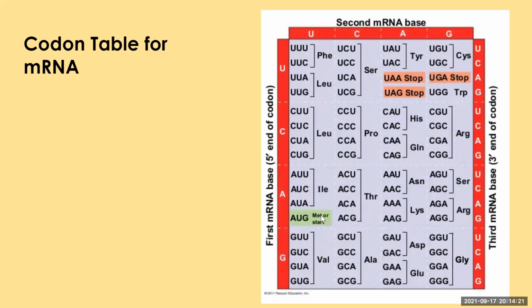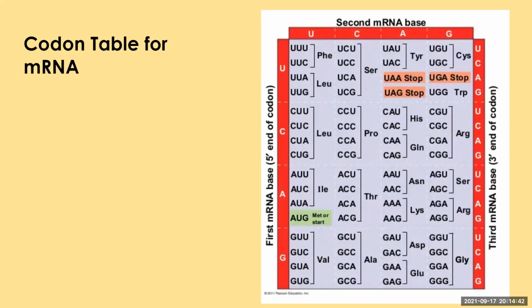Similarly, along the same lines, we have AUG, which is adenine, uracil, and guanine, which signals the start, or methionine. Methionine is an amino acid of its own, and all proteins start with methionine.